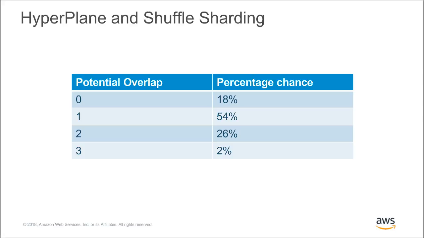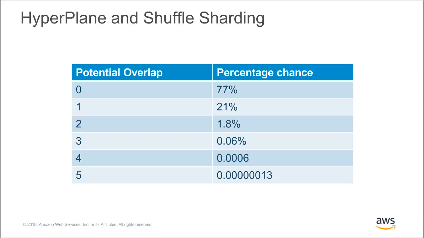If we use a more representative number, in Hyperplane we actually design for about 100 nodes and assign each customer a set of 5 just to begin with. If we look at the math for that, everything improves quite a bit. We see that 77% of the time there's no overlap between any 2 customers at random. And then 21% of the time there's just 1 node overlapping. Less than 2% of the time there's 2 nodes, and so on. In fact, the other numbers are so low that we can exclude them.